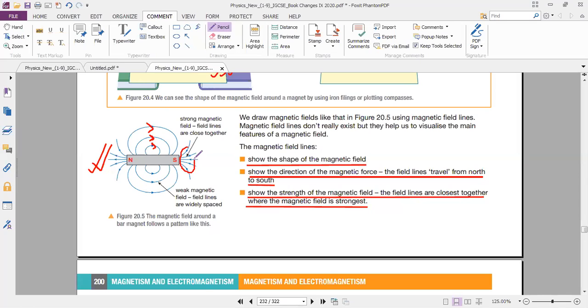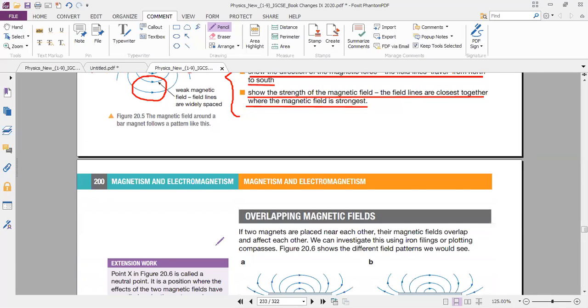And here the field lines, the magnetic field is stronger, strong magnetic field present here near the poles, in both poles. And the magnetic field is actually weaker here because you see the gap between the magnetic field lines is greater. So these are some important properties about magnetic field and magnetic field lines.